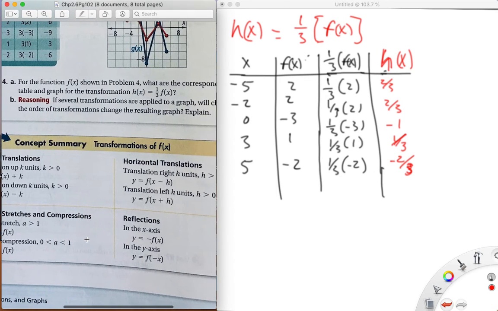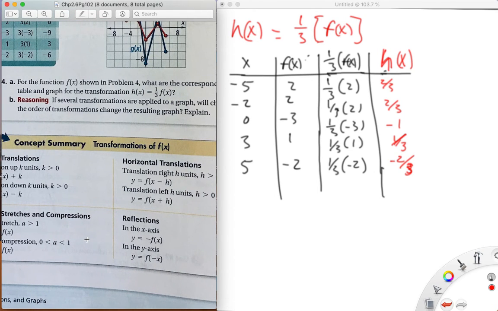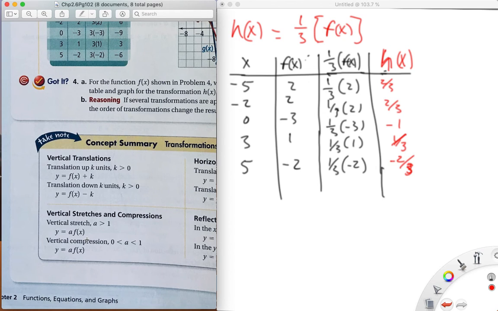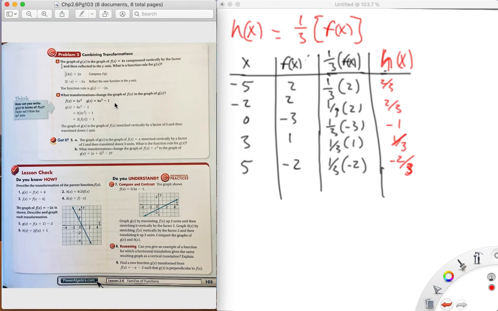Reflection, you multiply outside the f of x parentheses to go along the reflection along the x-axis. You multiply inside the parentheses x by -1 to reflect across the y-axis. To stretch, you multiply your function by a number greater than 1. To compress, you multiply your function by a number between 1 and 0, fractional or decimal. Right. That is our section.